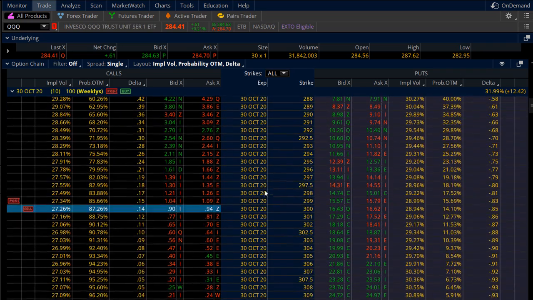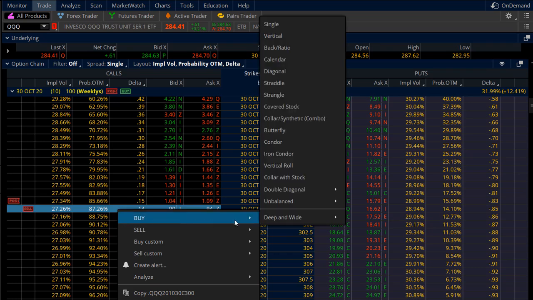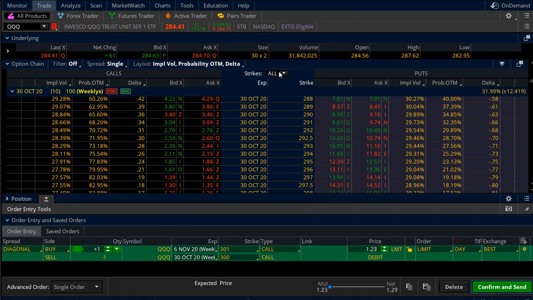So let's scroll up to the 300 here, and we right click, and then this is going to be buy, and we're going to go over here to our strategy. And this could be a calendar, this could be a diagonal, it could be a strangle, it could be a lot of things. But to make it efficient, we're going to click on diagonal. So you click on that. One of your legs is going to be correct. In this case, it's the sell leg. So we're selling the October 30th 300 call.